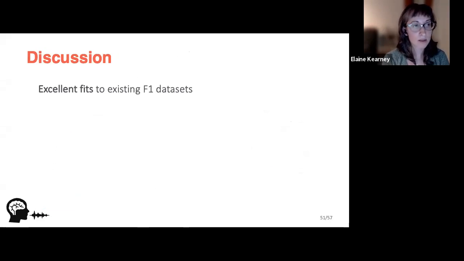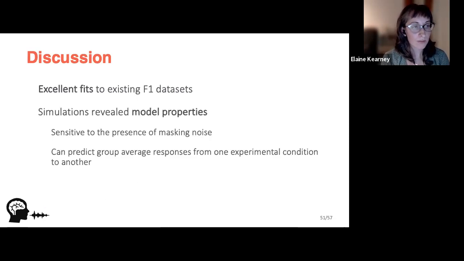Together, these simulations show that the model does provide excellent fits to these F1 data sets. In our paper, we also included fundamental frequency data sets, and there the model also provided really good fits. These simulations also reveal some model properties: specifically, that the model is sensitive to the presence of masking noise, and that it's possible to predict group responses from one experimental condition to another, at least within the same group of participants. We're not yet sure if that would hold for a different group of participants.